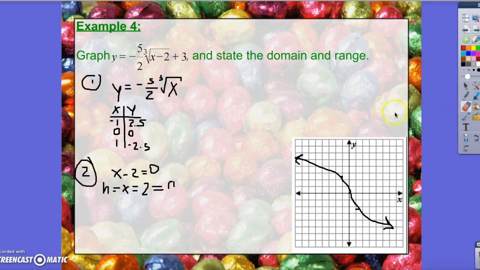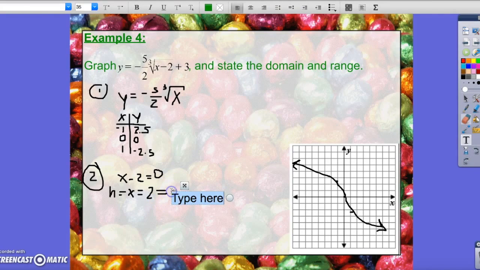Actually, I'm going to type this part. Probably should have typed this already. Take a look at k. My k is the number off to the right. It does not change signs. It's just 3. k goes up or down. If it's positive 3, it's going to go up 3.